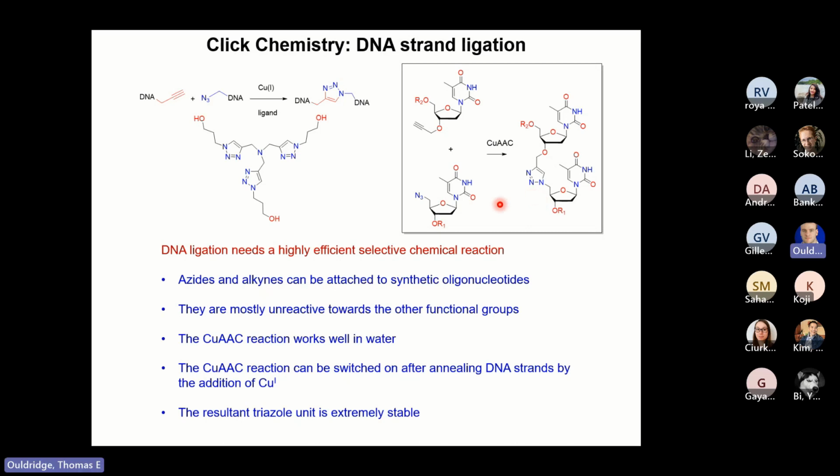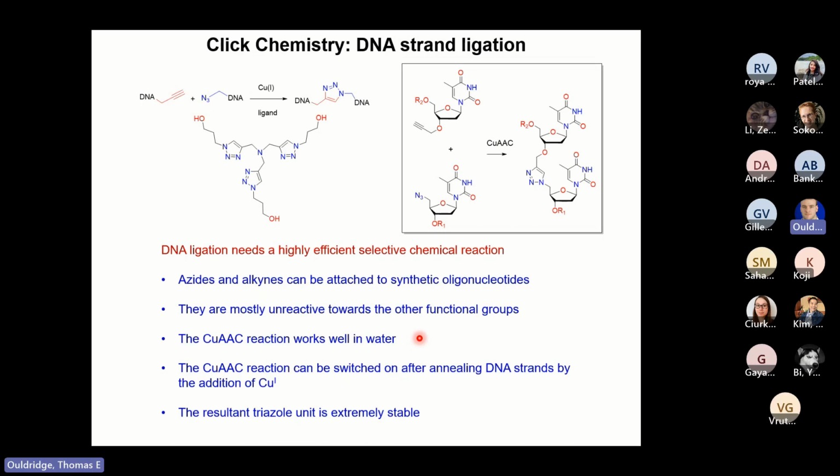The reason that we started this methodology is because azides and alkynes are easy to attach to oligonucleotides chemically, and they're very selective in their reactivity with each other in the presence of other compounds. The reaction itself works well in water, particularly well in aqueous buffer, which most organic chemical reactions don't. They're often spoiled by water. And you can switch the reaction on whenever you want just by adding copper ions. And the resultant triazole is chemically very stable, which is useful.